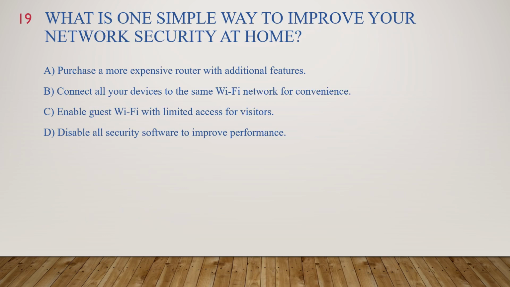Question number 19. What is one simple way to improve your network security at home? A. Purchase a more expensive router with additional features. B. Connect all your devices to the same Wi-Fi network for convenience. C. Enable guest Wi-Fi with limited access for visitors. D. Disable all security software to improve performance.